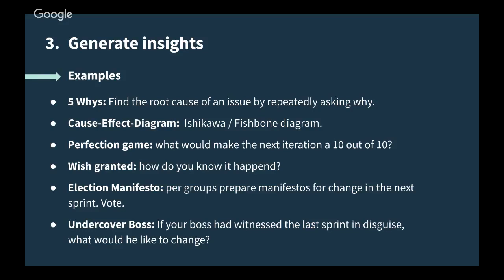And the next one is more based on empathy between the team members and the team with their leader, for example. You ask every team member to say what they imagine their boss would think if he had been watching the sprint undercover. This one is really good to understand how the team sees their leader, and how the team thinks their leader views them.